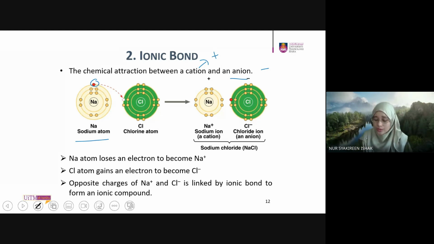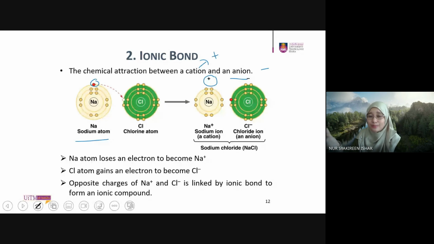So it lets go of one of its electrons, and it makes the sodium ion have positive charge. Maksudnya dia dah kurang satu elektron, dia ada lebih satu proton kat situ. So it makes the sodium ion have one positive charge. It let go of one electron, so it becomes more positive.